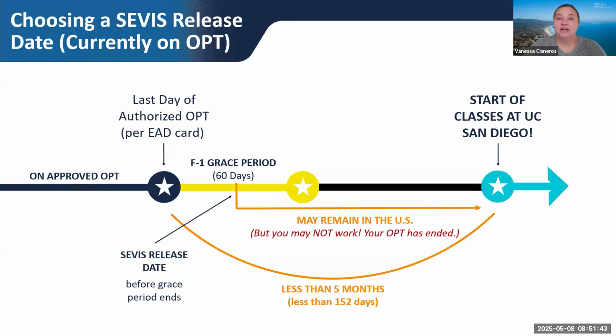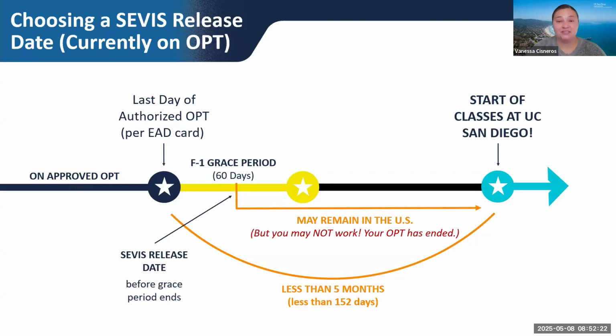Here's a visual for our students currently on active OPT. As in the prior example, the student is going to request a specific SEVIS release date that is within their 60-day grace period. And in the time between their SEVIS release date and the start of their new program here at UC San Diego, they may remain in the United States. But it is important to remember that during this period after your SEVIS release date, while you are waiting for your new program to start, you may not continue OPT employment because your OPT has ended. Your OPT ends the day your record is released.